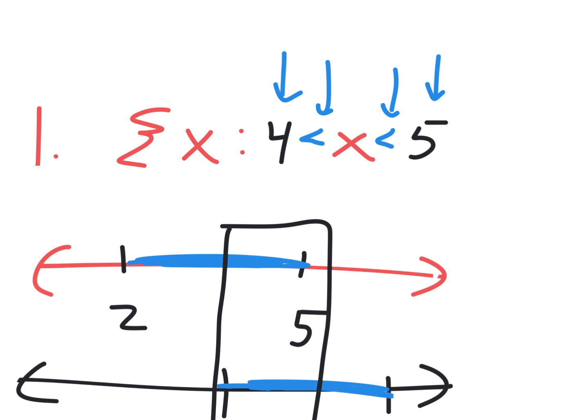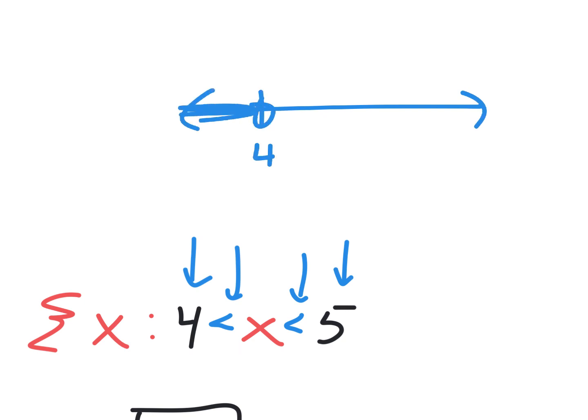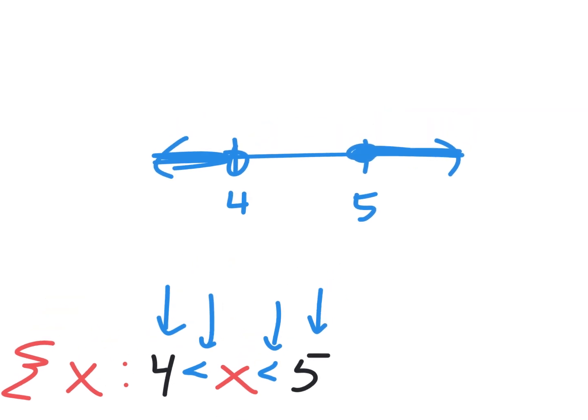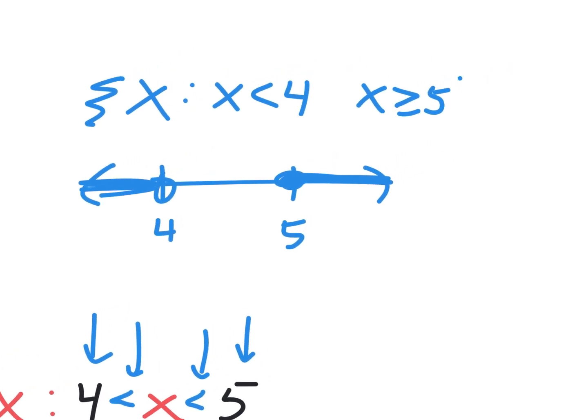But there are other kinds of problems you can't answer with a sandwich. For instance, let's say you had an answer that was less than 4, but greater or equal to 5. That in set builder would be like this: X where, and then I can just say the two things. X has to be less than 4, and X has to be greater than or equal to 5, but I do need to put something between them.